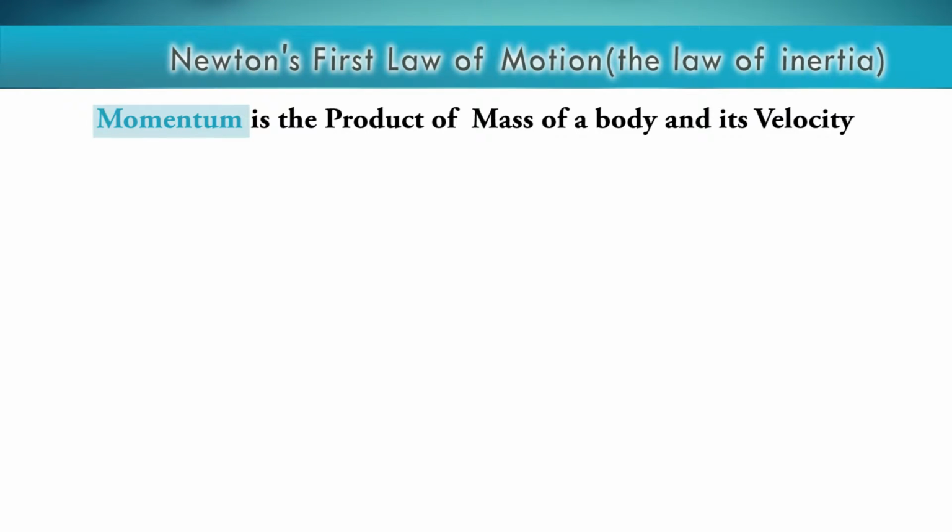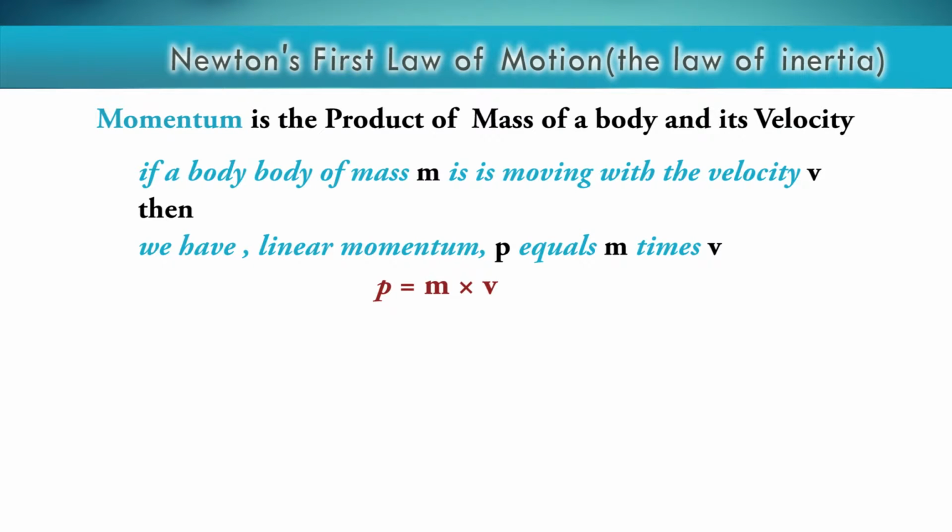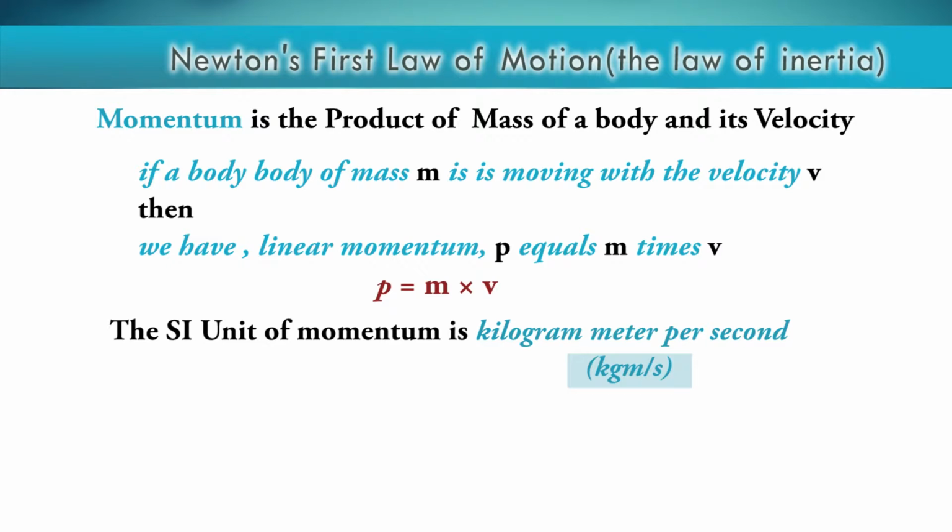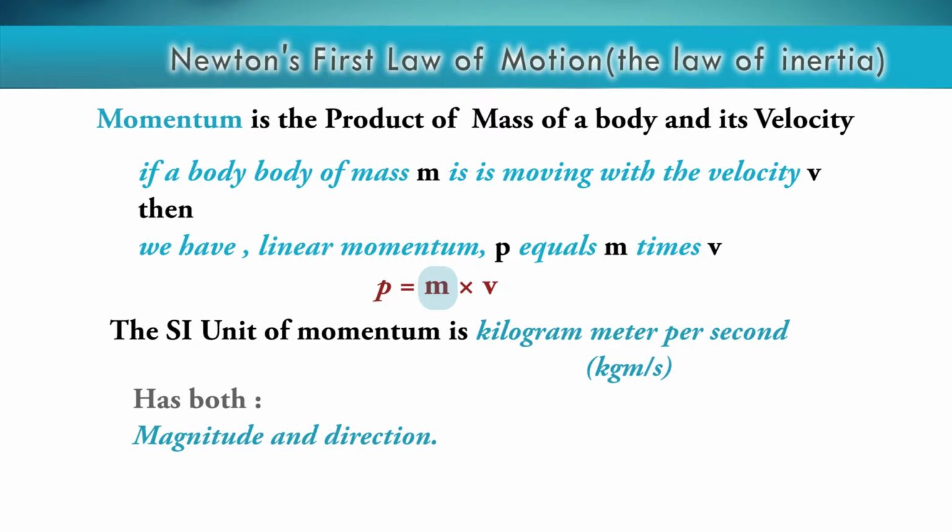Mathematically, momentum is the product of the mass of a body and its velocity. If a body of mass m is moving with velocity v, then we have linear momentum P equals m times v. As it is the product of mass and velocity, the SI unit of momentum is kilogram meter per second, and it is a vector quantity as it has both magnitude and direction. The mass of a body is constant, therefore the momentum of an object will change if its velocity changes. This is in accordance with the first law of motion.